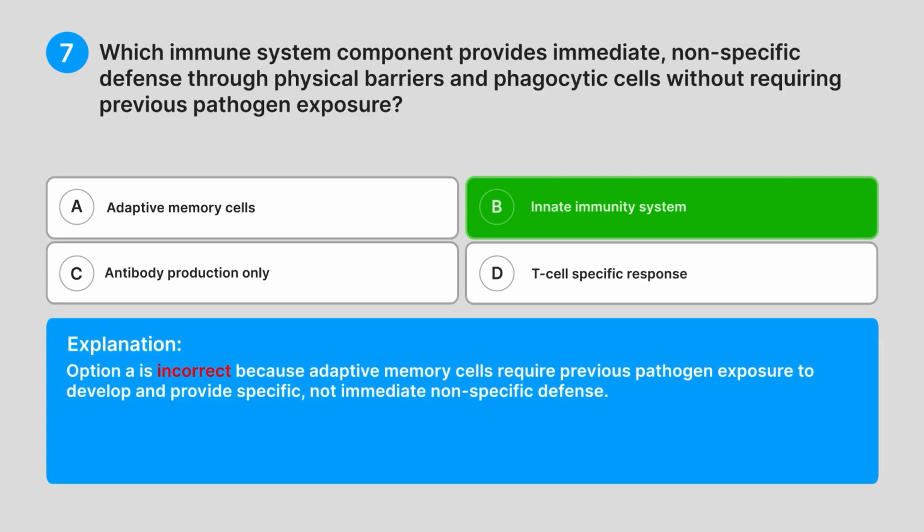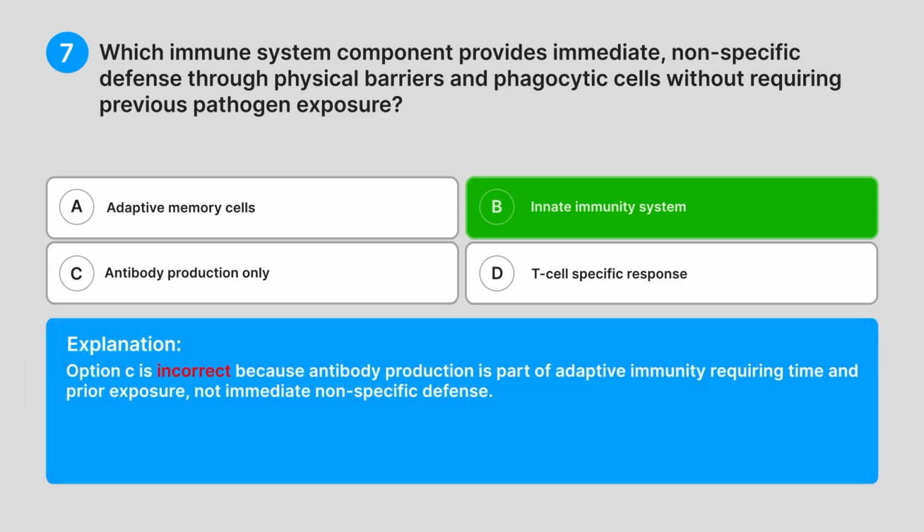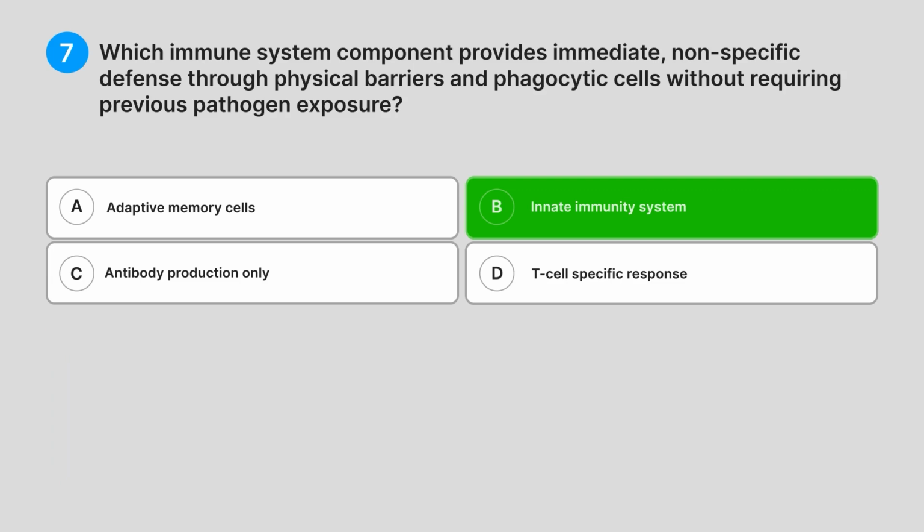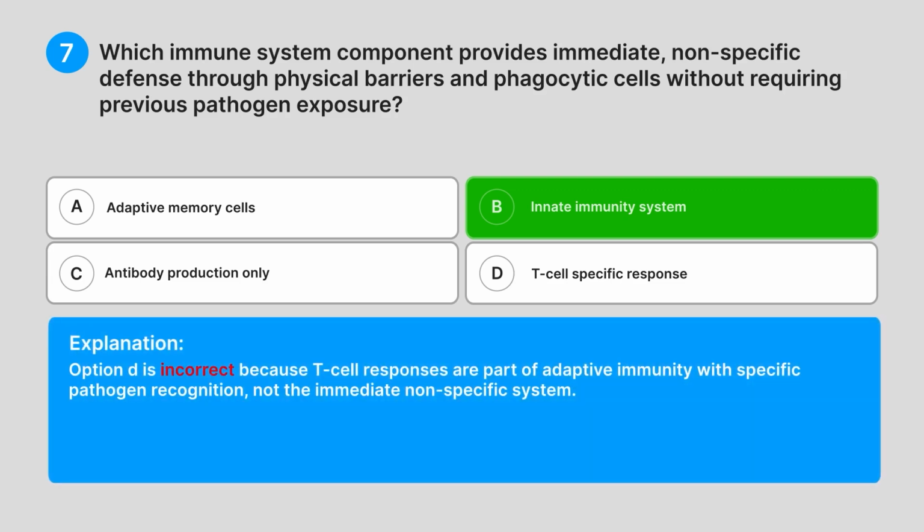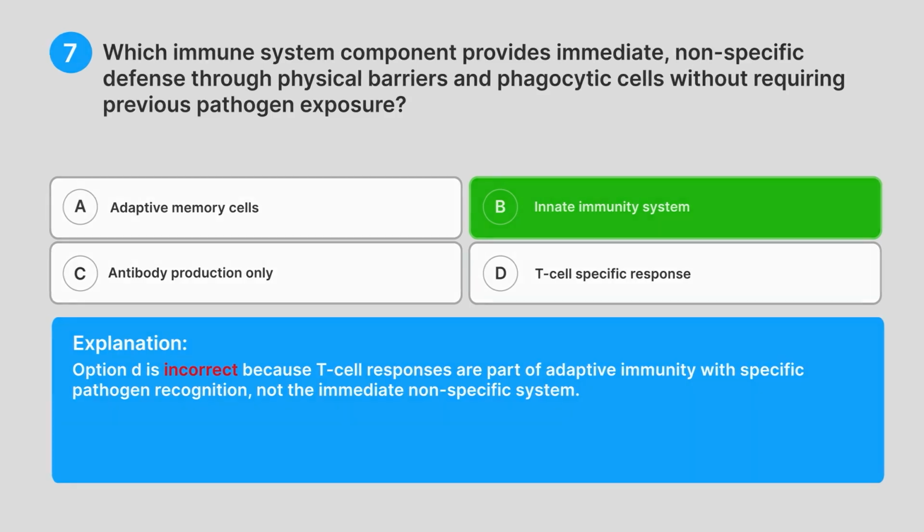Option A is incorrect because adaptive memory cells require previous pathogen exposure to develop and provide specific, not immediate, non-specific defense. Option C is incorrect because antibody production is part of adaptive immunity, requiring time and prior exposure, not immediate, non-specific defense. Option D is incorrect because T-cell responses are part of adaptive immunity with specific pathogen recognition, not the immediate, non-specific system. Your body has two defense systems, like a castle with both walls and soldiers.